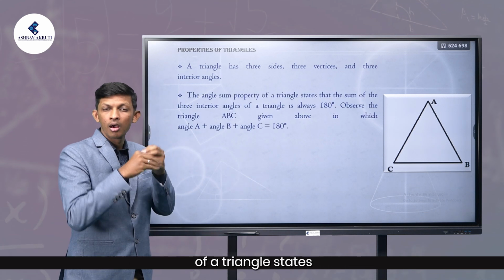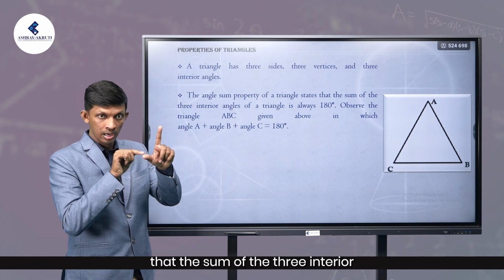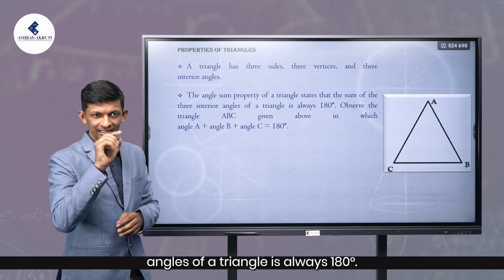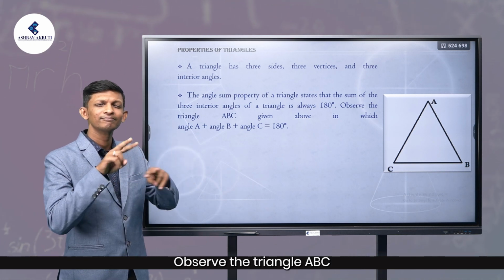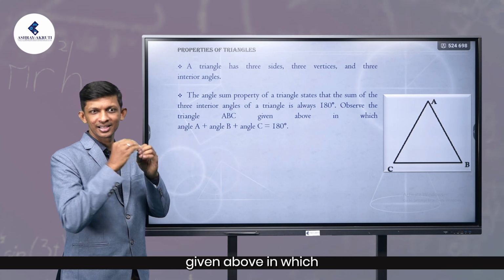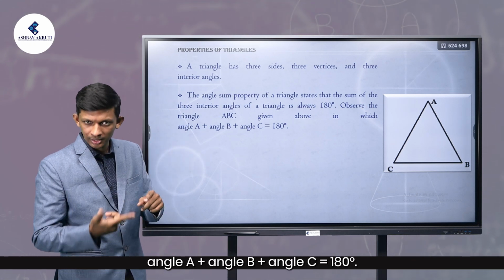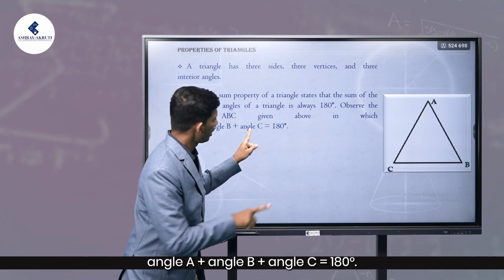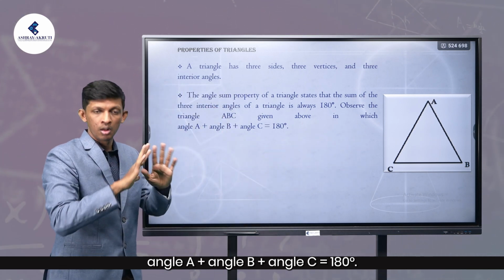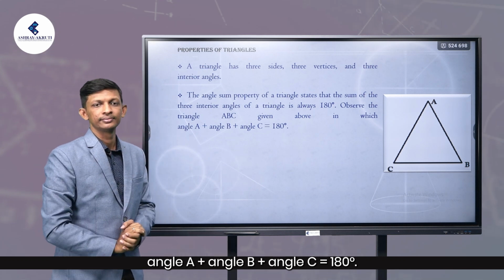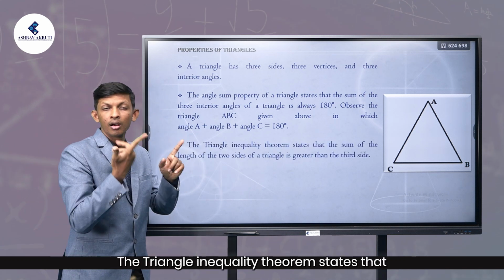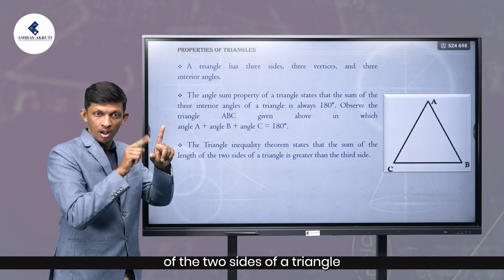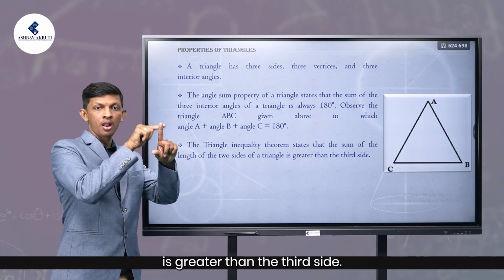The angle sum property of a triangle states that the sum of the three interior angles of a triangle is always 180 degrees. Observe the triangle ABC given above, in which angle A plus angle B plus angle C is equal to 180 degrees. The triangle inequality theorem states that the sum of the length of the two sides of a triangle is greater than the third side.